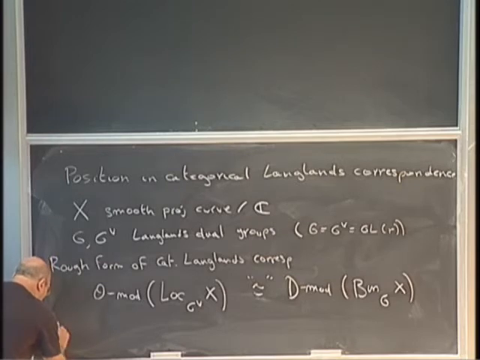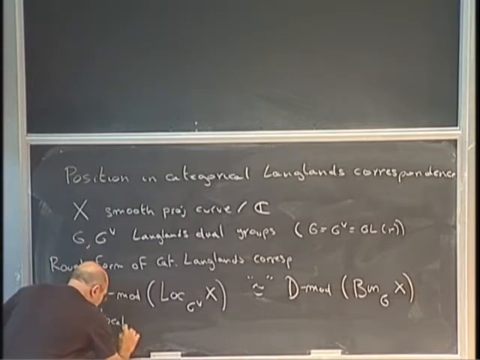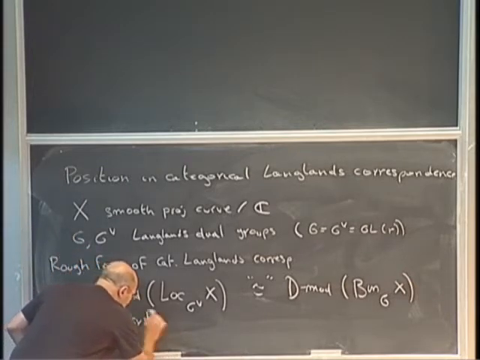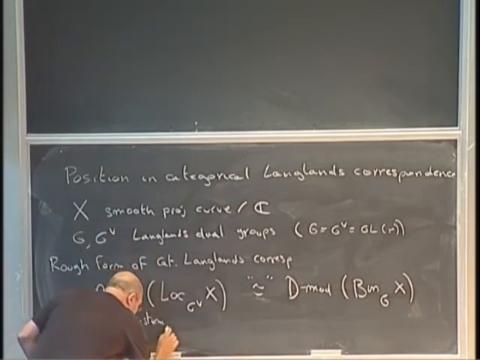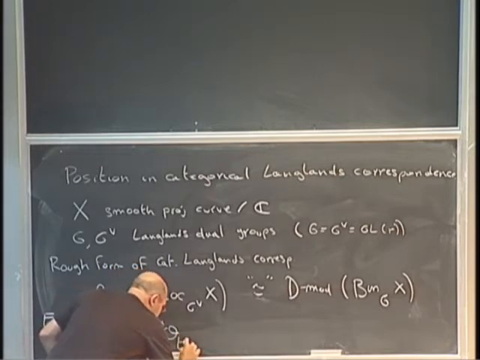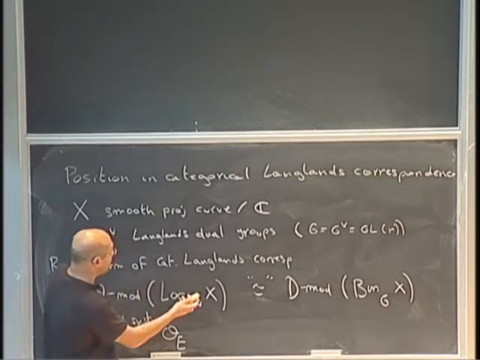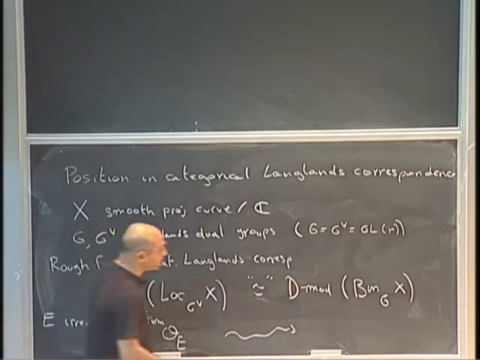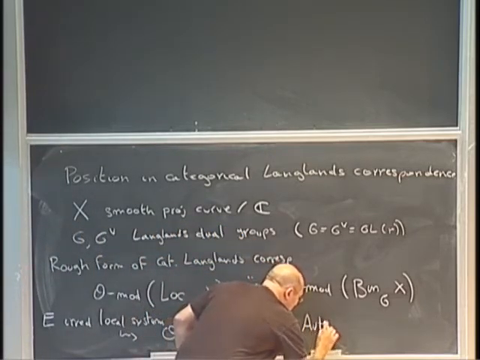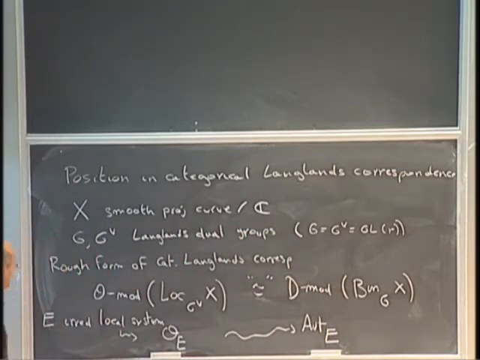If you take E, an irreducible local system, so a G-check local system on X, then to this you can associate the skyscraper sheaf at E, as Ed Frenkel explained. And then this should be mapped by this categorical Langlands correspondence to the corresponding D module, this automorphic D module, which is denoted by Aut_E.